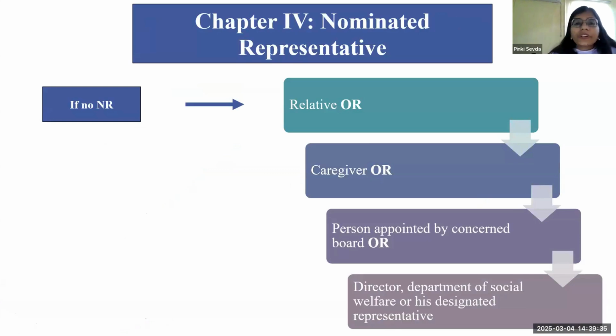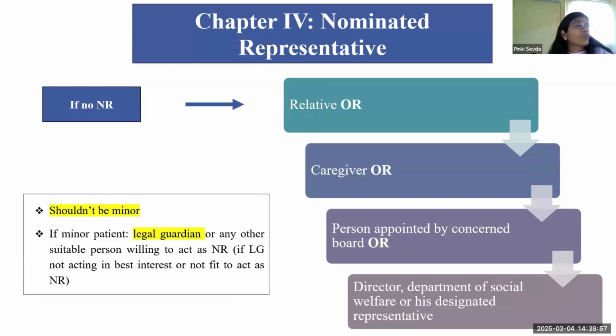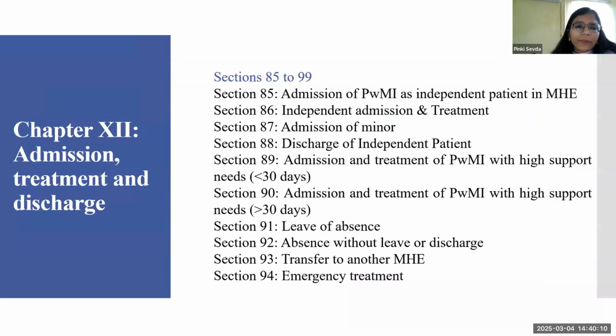In chapter 4, nominated representative is there. If there is no NR for a high support need patient, then we can consider a relative as NR, or caregiver, or a person appointed by the concerned board, or the director of the department of social welfare, or his designated representative can act as NR in case there is no NR. A nominated representative should not be a minor in any case. If a minor patient is there, then the legal guardian or any other suitable person willing to act as NR, if the legal guardian is not acting in the best interest or not fit to act as NR in cases of a minor.